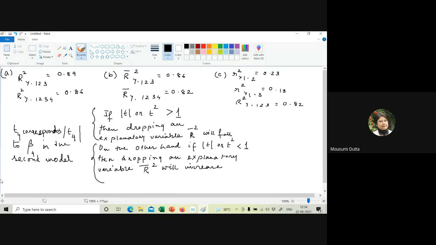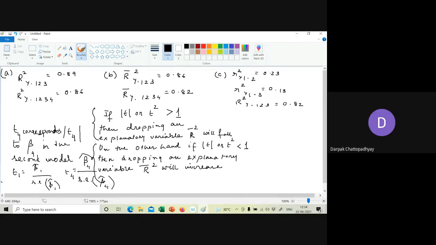Okay. So suppose T1... T4 is basically... okay. Any question, any query regarding this? So let's move to the final one, the third one.